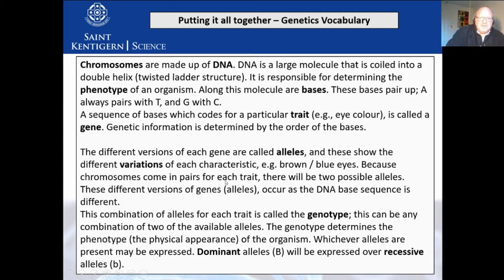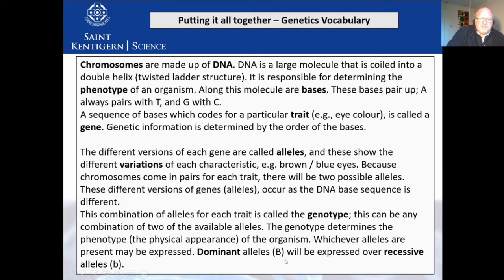Because chromosomes come in pairs, for each trait there will be two possible alleles. Remember, two chromosomes means two different versions of the same gene. Now, these different versions of genes occur as the DNA base sequence is different. The combination of alleles for each trait is called the genotype. This can be any combination of two available alleles. Genotype is the combination of the alleles. This determines your phenotype.